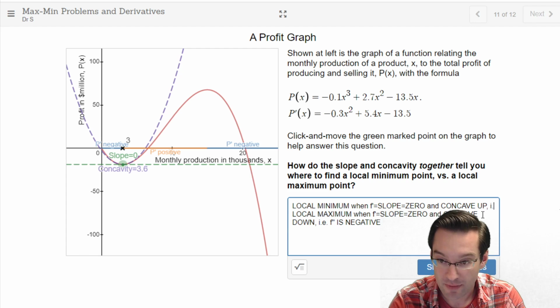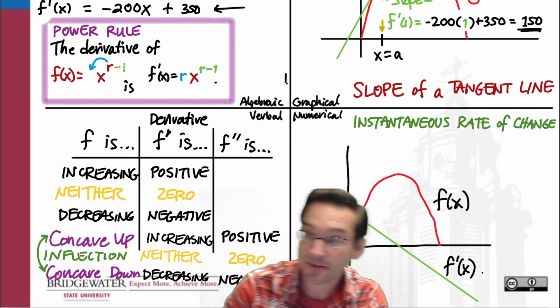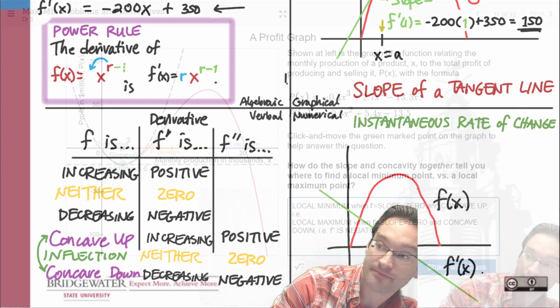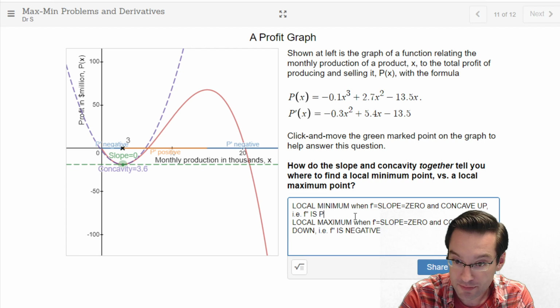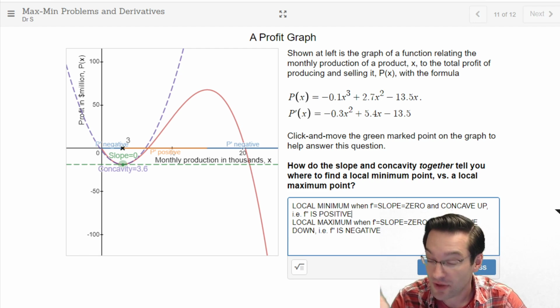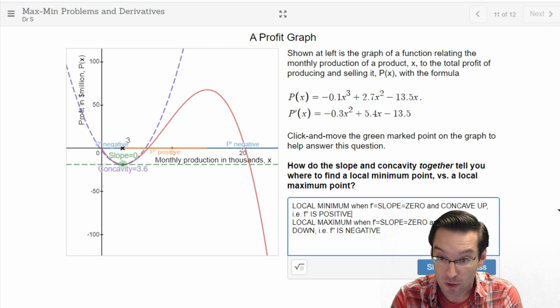Concave up. And a graph is concave up when its second derivative is positive. Positive. Cool. So there is our taxonomy of how to tell, using the first and second derivatives together, whether or not we are at a local minimum point or a local maximum point.